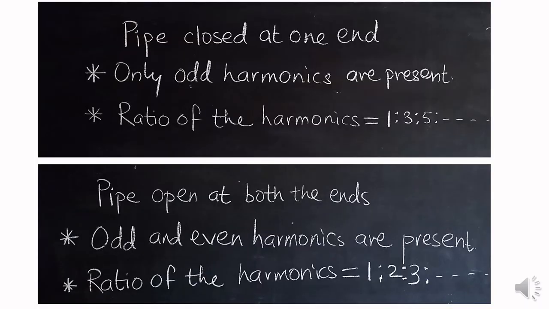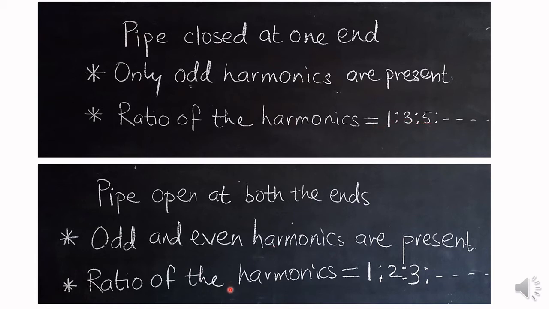Let us have the comparative study and revision of whatever we have discussed about the modes of vibrations of the air column. Now, in case of a pipe which is closed at one end, only odd harmonics are present, that is first, third, fifth, seventh and so on. Whereas in case of a pipe which is open at both the ends, odd and even, that is all harmonics are present. Here, as you go from the fundamental mode to the next higher mode, the frequency changes from n, 3n, 5n and so on. So the ratio of the harmonics is 1 is to 3 is to 5 and so on.